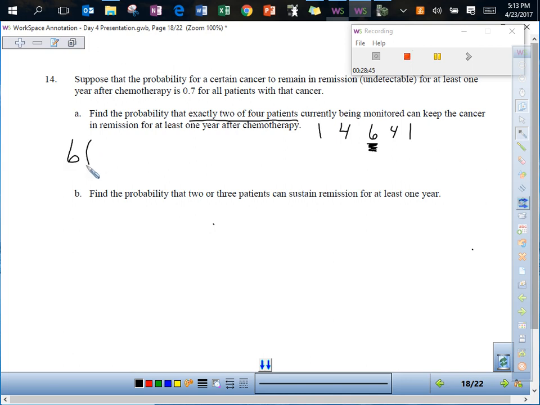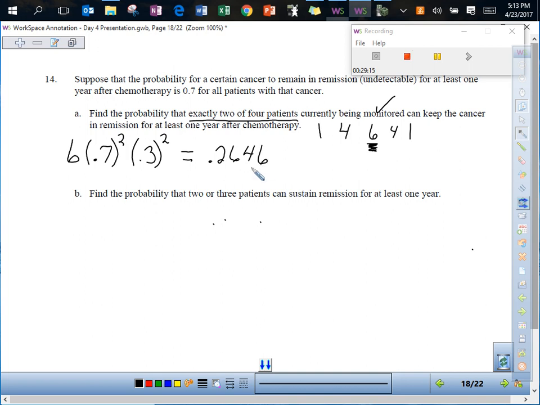The success rate here was 0.7, so I'm going to have 0.7 squared times the leftover 0.3 squared. So here's what I did. I had to figure out how many ways there were to do it, and we said exactly 2. So 2 of them stayed in remission, 2 of them did not. You'll grab your calculator and run this through, and if you do that, you're going to get 0.2646.